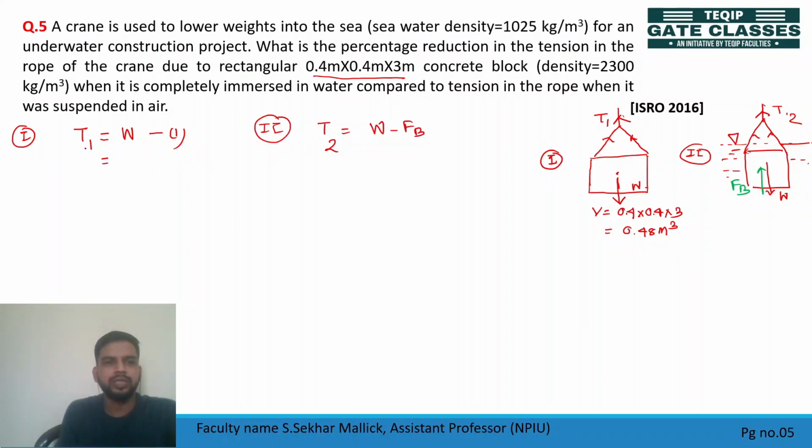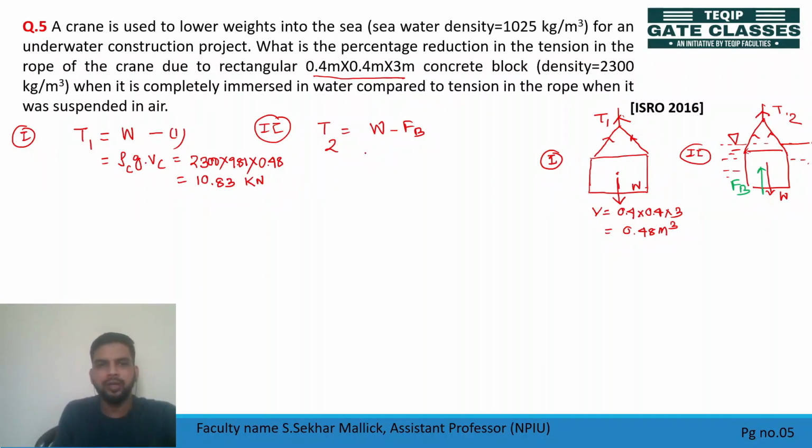In the first case, how much tension in the rope? When the crane is holding it suspended in air, how much tension will be there in the rope? What is the weight? Weight is rho of this concrete block into g and volume of concrete. Rho is given. Rho for concrete block is 2300 into g 9.81 into volume of concrete, 0.48. Tell me its value, how much you are getting. Tension is equal to 10.83 kilonewton.